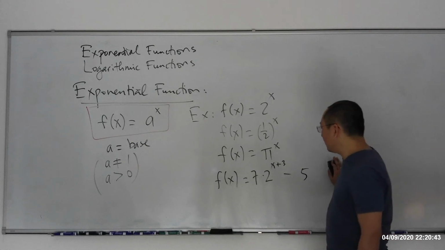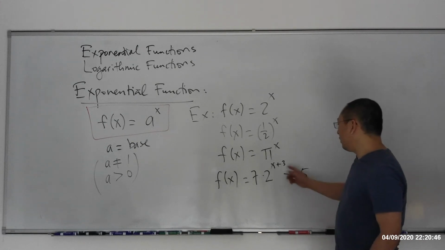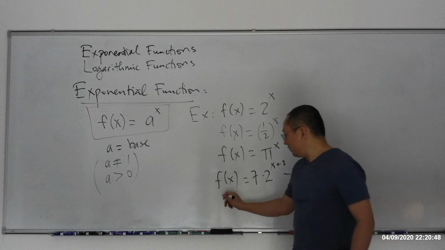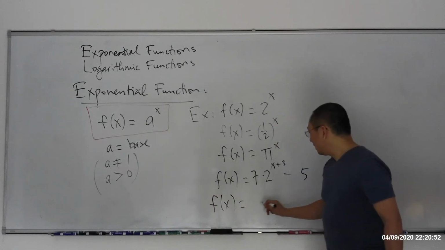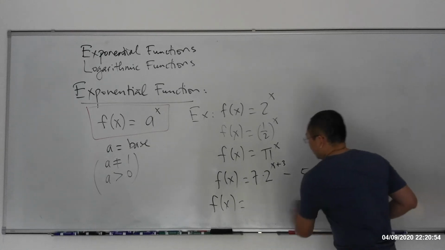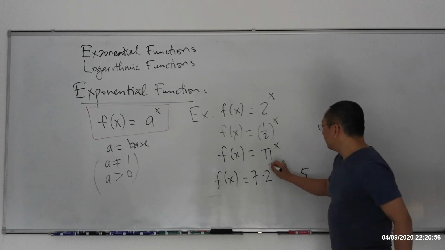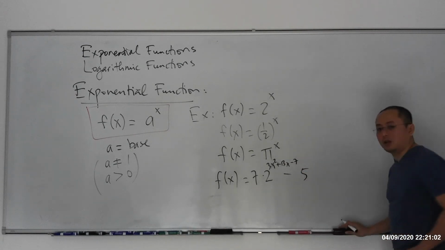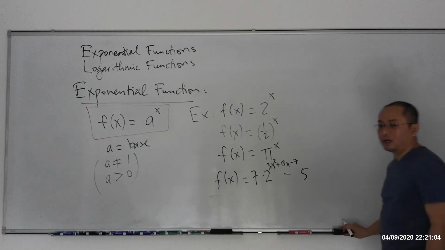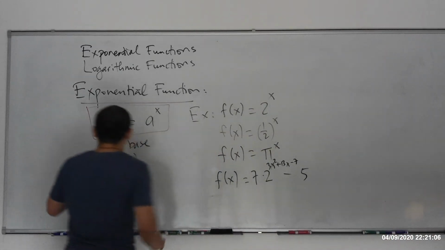Just the variable x is on the exponent, and you don't even need to have a single x. You may have more complicated things on the exponent. Say f of x equals, well, I don't have to change the base, how about this one: 3x squared plus 15x minus 7. That's okay too. That's still an exponential function, as long as the x is on the exponent. You're good.